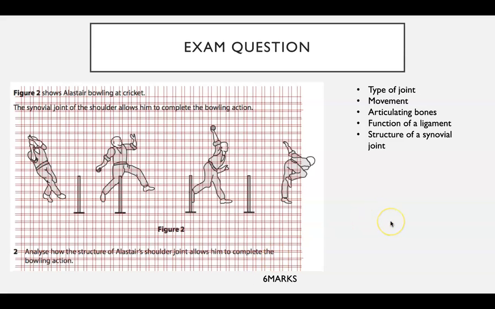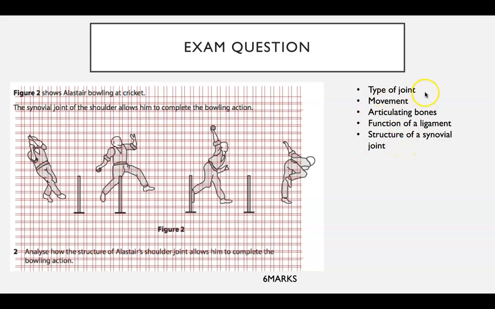So, exam question. Now, what I want you to do, the synovial joint of the shoulder allows him to complete the bowling action. Analyse how the structure of Alistair's shoulder joint allows him to complete the bowling action. This is worth 6 marks. What I need you to speak about, this is quite a difficult question, so I'm giving you a heads up of what you need to speak about.